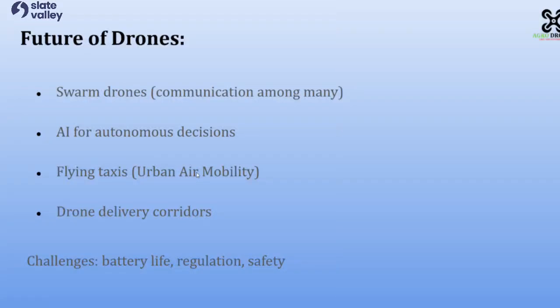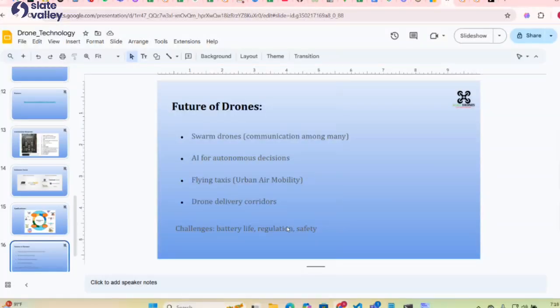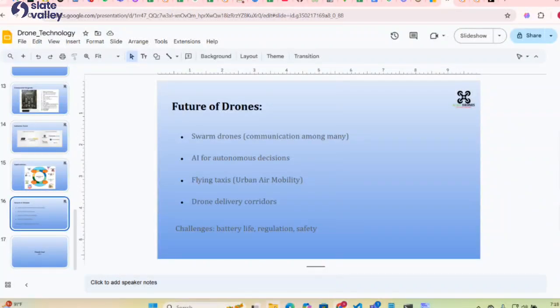Now we are going to build a prototype for an air taxi. It's around 200 kgs. And the next is drone delivery corridors. The major challenges are battery life, safety, and regulations. So let me share the work which we did.